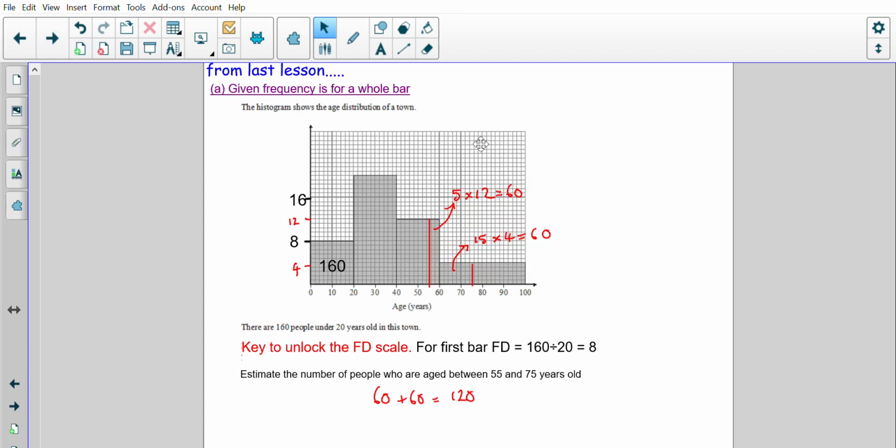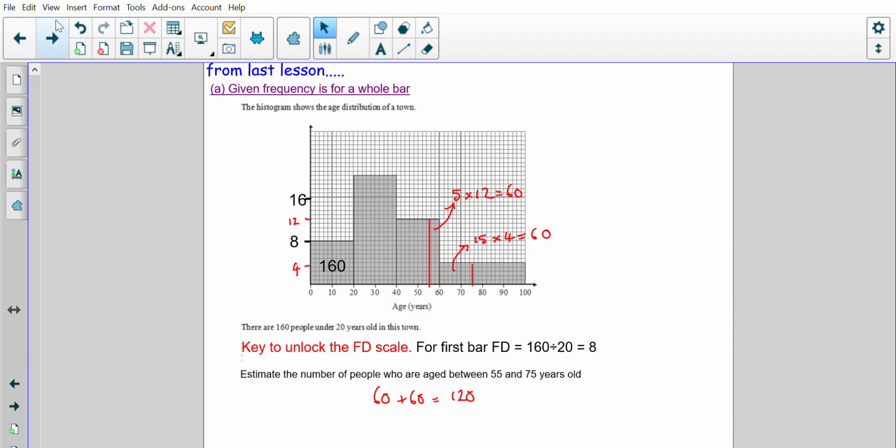So looking at the question that you did for the starter when the frequency is for the whole bar, so your key to unlocking the scale, this time you were given the frequency for the first bar, which enabled you to find the frequency density scale because you could find the frequency density of the first bar was 8 and fill in the rest of the scale from there. Then to estimate the number of people between 55 and 75, if we draw lines at 55 and 75, we can then work out the areas of each of those parts of the bars and add them together to get a total number of 120 people.